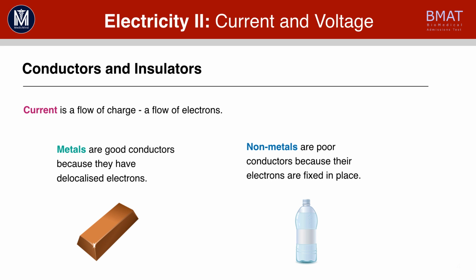So first of all, let's understand what current means. A current is a flow of charge, and this flow of charge is in the form of electrons. Metals are very good conductors of current, whereas non-metals are very poor conductors. Metals make very good conductors because they have delocalized electrons, which are free to move throughout the structure of the metal. And these electrons can flow through and cause a flow of charge, a current. Non-metals are poor conductors, or insulators, because the electrons are fixed in place and are not delocalized.